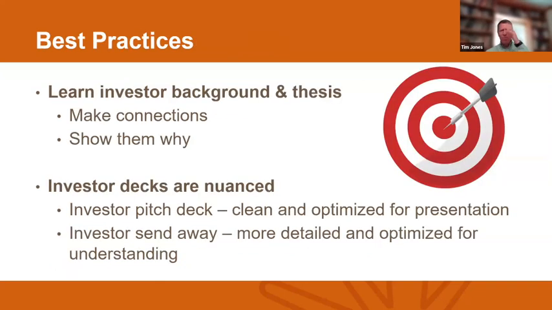A couple of slides here on best practices.